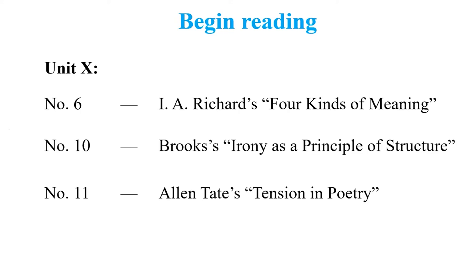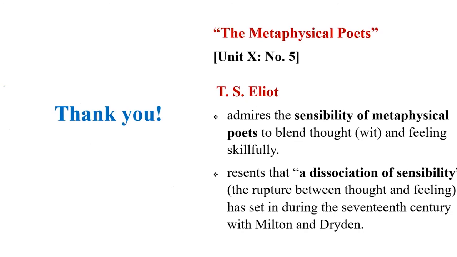Good thing or bad thing, you have 11 essays prescribed to you under Unit 10. Of the 11, 5 are New Criticism, including T.S. Eliot. Sometimes T.S. Eliot is brought under New Criticism because he is known for his impersonal theory of art. So you have 5 essays: T.S. Eliot's The Metaphysical Poets, I.A. Richards' Four Kinds of Meaning, William Empson's Seven Types of Ambiguity, Cleanth Brooks' Irony as a Principle of Structure, and Tate's Tension in Poetry.